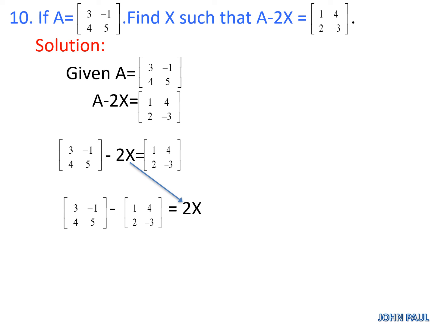Now subtract the matrix, we get 2 minus 5, 2, 8 equal to 2x. Now divide by 2, then the final answer x equal to 1 minus 5 by 2, 1 and 4.